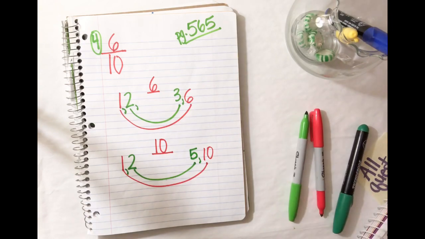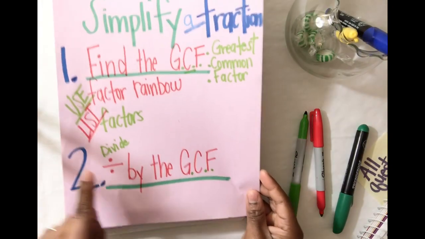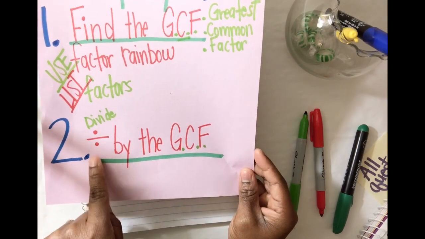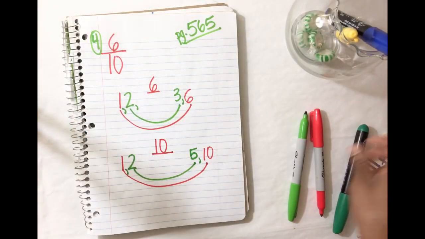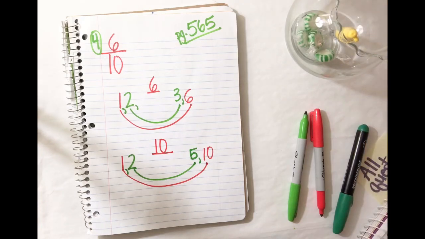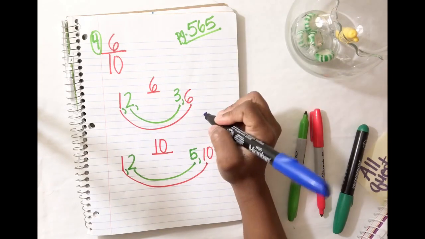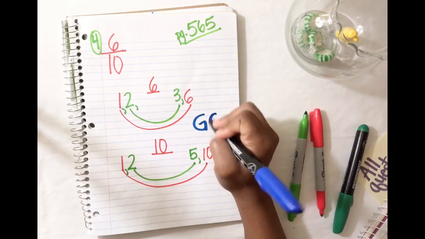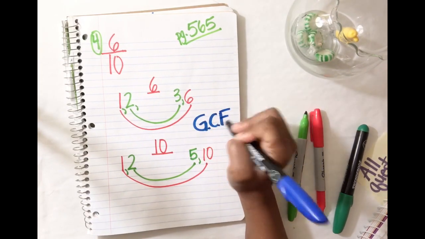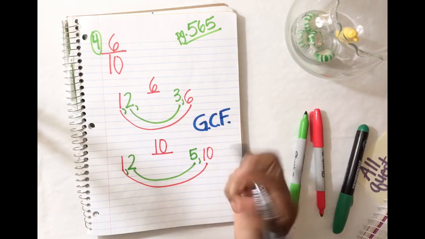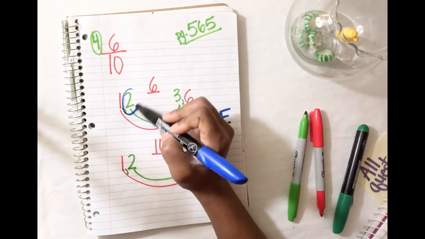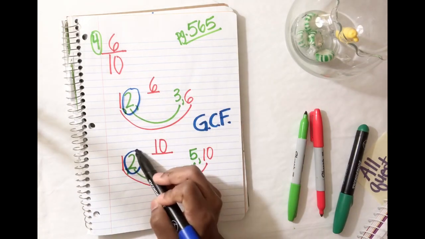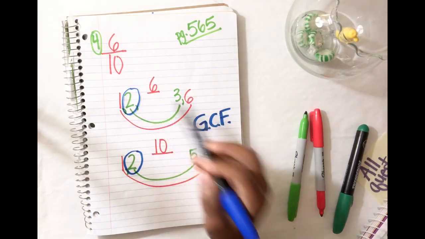Now let's look. The second rule for simplifying a fraction is to divide by the GCF. Now let's look at our factors. What is the highest number that they have in common? Okay, we need to find the GCF. Common means what do they have that's the same? What's the highest factor they have in common? They both have 2 in common, and that's the highest number.